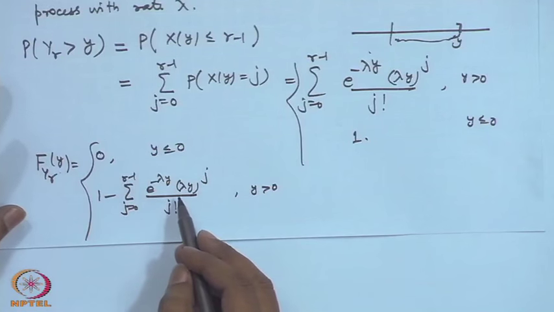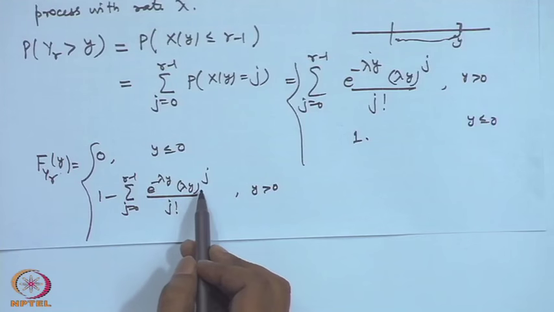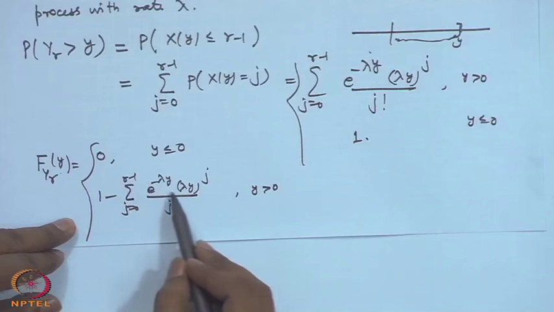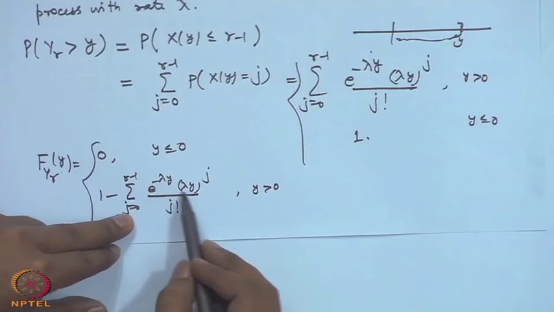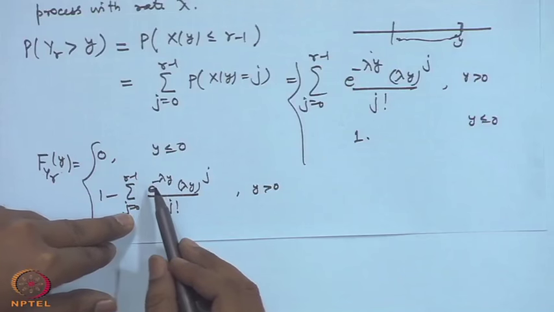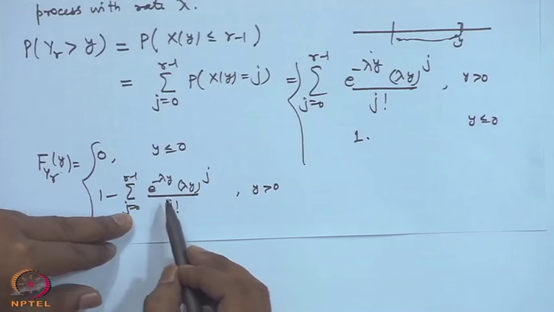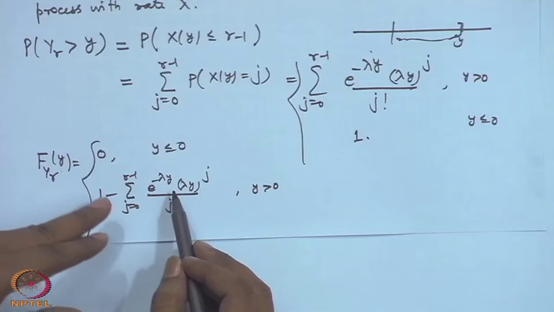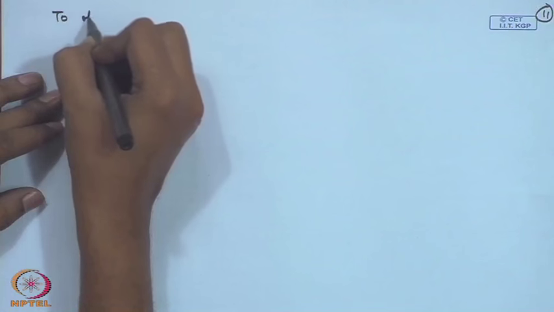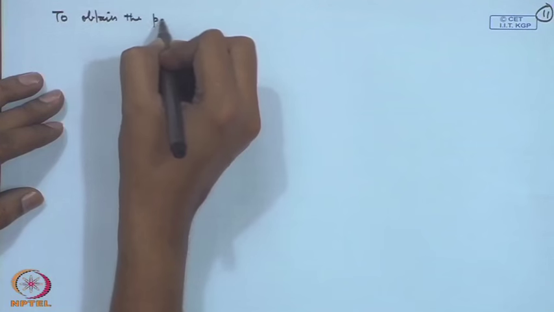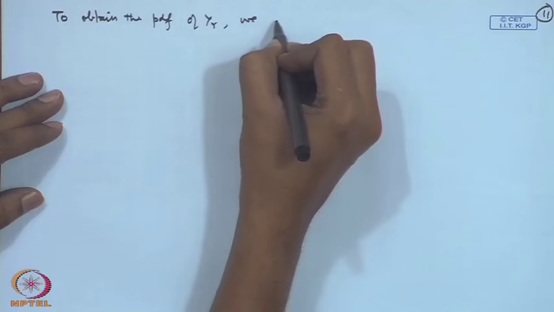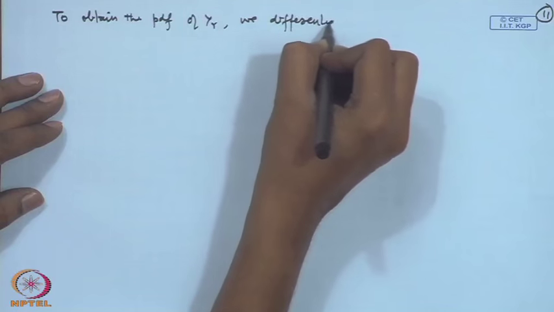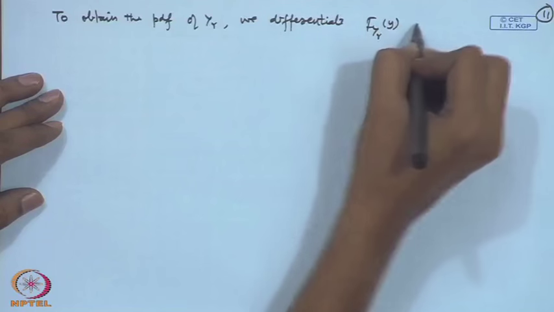Now, to obtain the density function, we consider the derivative of this. If we want to differentiate this, we observe something about it. See here, except the first term, each term is a product of two terms. Therefore, when we consider the derivative, two terms will come from each of them. Now, we write it in a systematic way to observe that it is actually becoming a telescopic sum, so that all the terms will get cancelled out except one of the terms. So, to obtain the probability density function of Y_r, we differentiate F_Yr term by term.